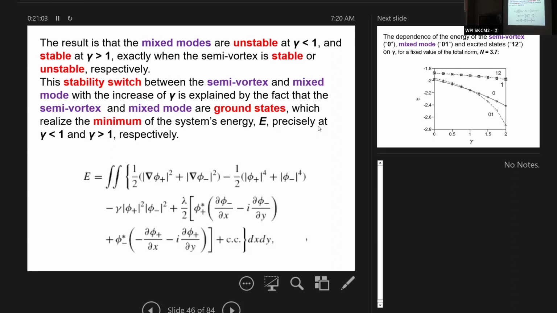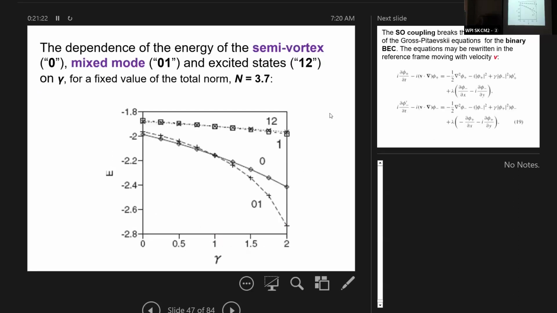Okay, so why exactly is the Manakov's case gamma equal to 1 where we have the switch of the stability between two soliton families? To understand this, we can write the Hamiltonian energy of the system. It's written here in terms of the two wave functions. And then we can fix the total norm, and for the total norm, we can plot the energy of the Hamiltonian as a function of this critical parameter gamma, the relative strength of the cross-attraction with respect to the self-attraction.